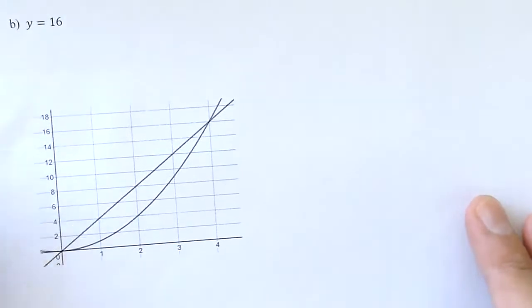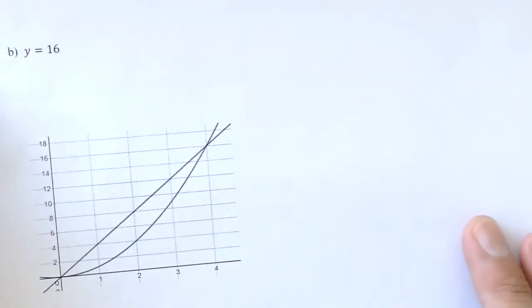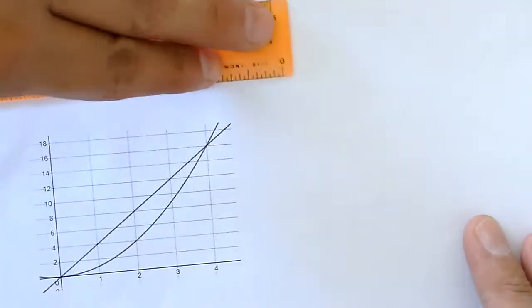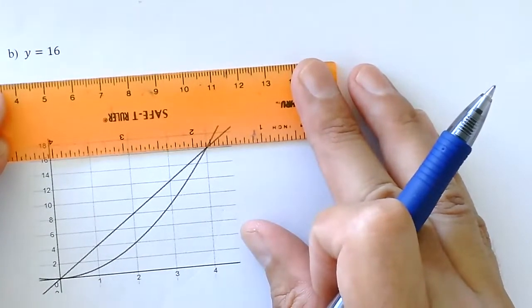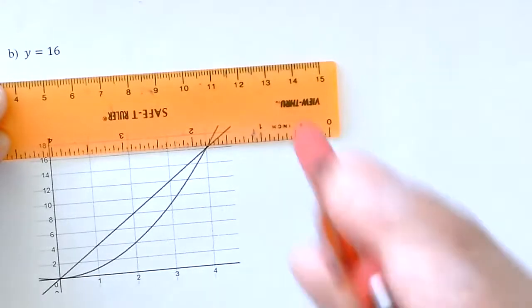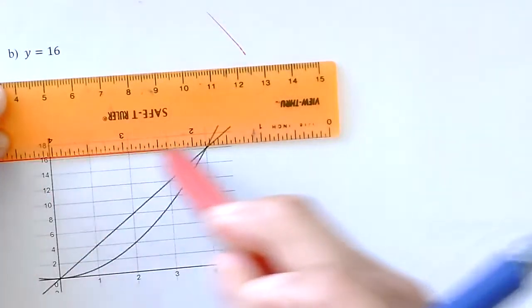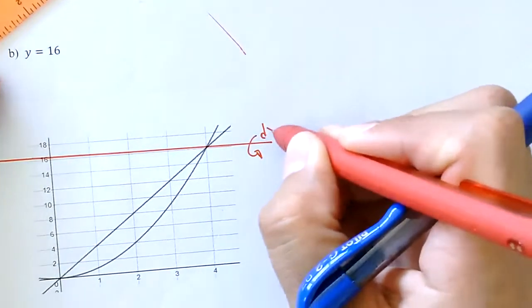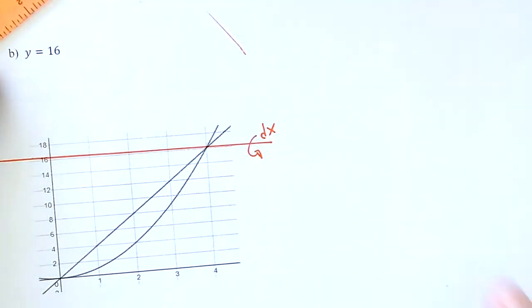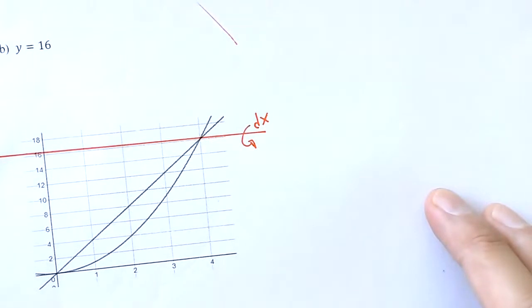Part B, I'm revolving about y equals 16. That is up here, y equals 16. Things to note: it is horizontal. Because it's horizontal, I will be in dx. So keep that in mind. I need to find big R and little r.